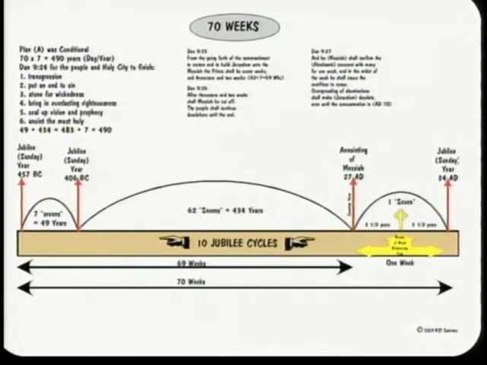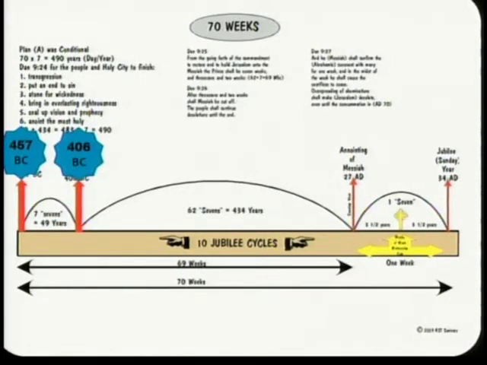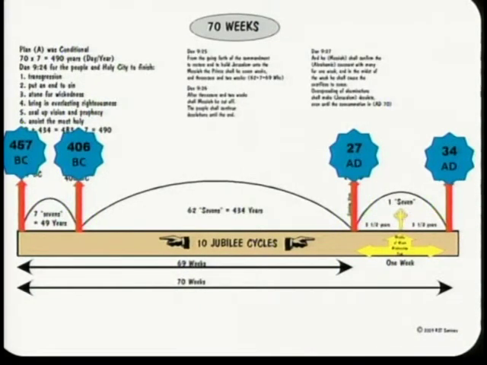Here's a little chart of the 70 weeks. 457 BC was a Sunday Jubilee year. 7 sevens, or our 49 years, goes to 406 BC, which was another Sunday Jubilee year. 62 sevens goes to 27 AD with the appearing of the Messiah. And then another Sunday Jubilee year in 34 AD. Now, the end of the prophecy was actually in 33 AD. I just threw in the 34 AD to show you it was another Sunday Jubilee year.